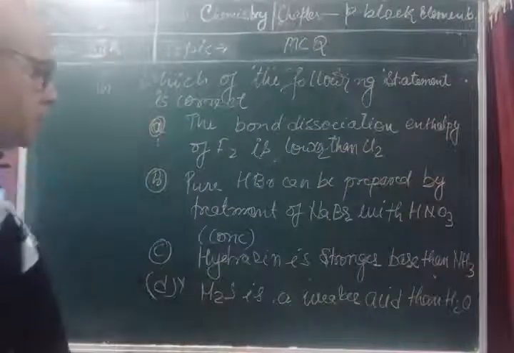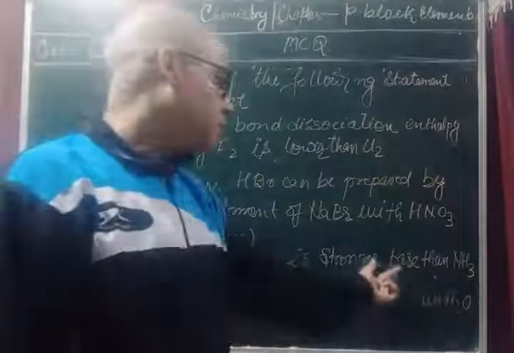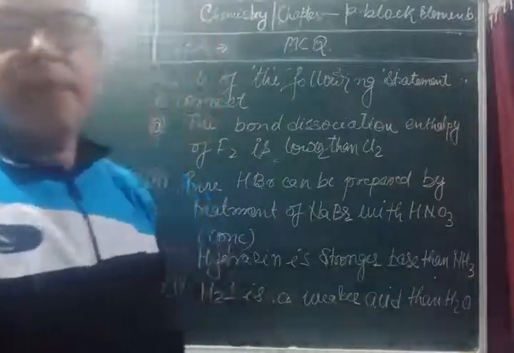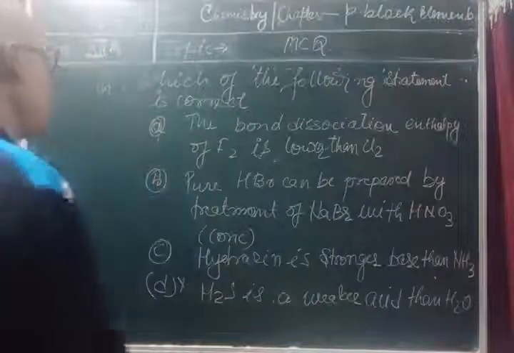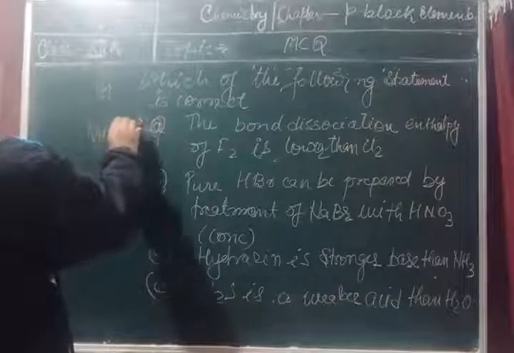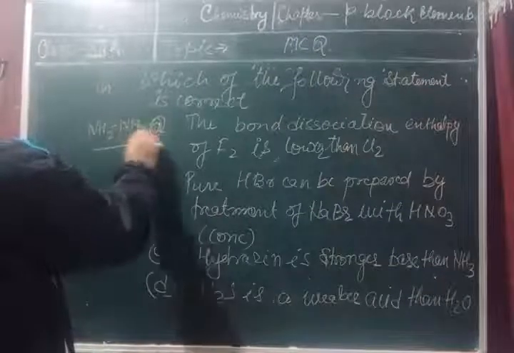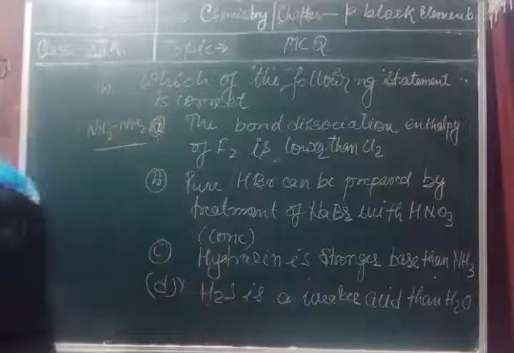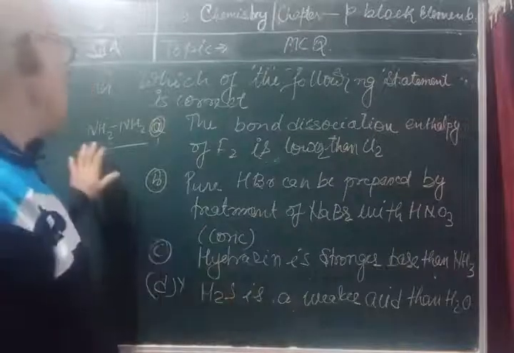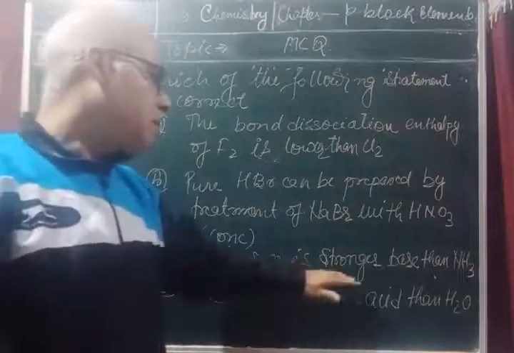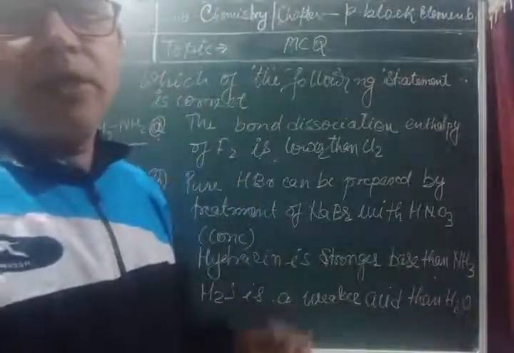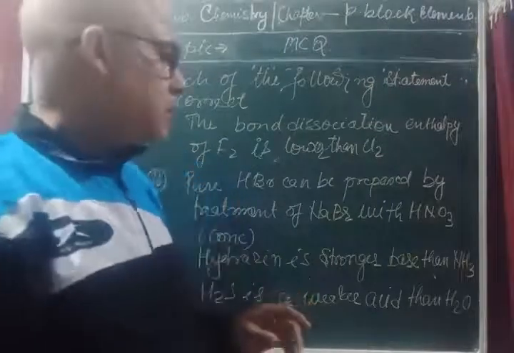This statement is wrong. Hydrazine is a stronger base than NH3: this is also wrong, because the structure of hydrazine is N2H4, where two NH2 groups are linked together. So here the lone pair is less available in comparison to NH3. The lone pair donor is the base.